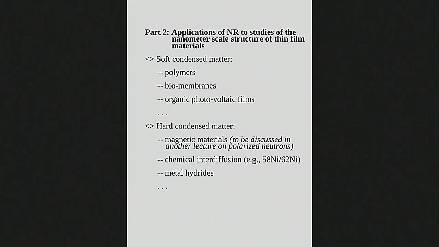Okay. So here we go. Let's talk about some applications now. So in this first lecture, we're only going to talk about the soft condensed matter, because the examples for hard condensed matter, which are mostly magnetism for neutrons, we'll talk about in the next lecture, okay? So before we start this, does anybody have any questions about the first part?